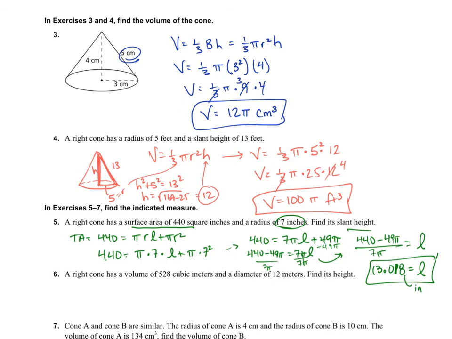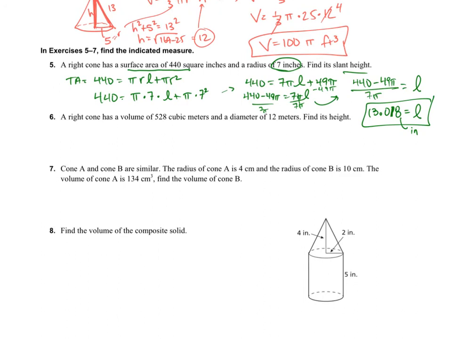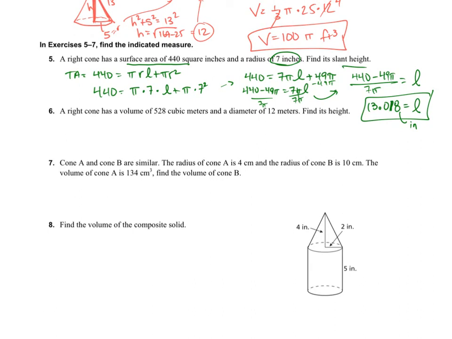All right, let's take a look at the next one. We got a couple more here to do. Okay, this one says, a right cone has a volume of 528 and a diameter of 12. Find its height. All right, so we know that the volume is equal to 1/3 pi r squared h, since it's a cone. That's 528, 1/3 pi. The diameter is 12, so that means the radius is 6 times h.